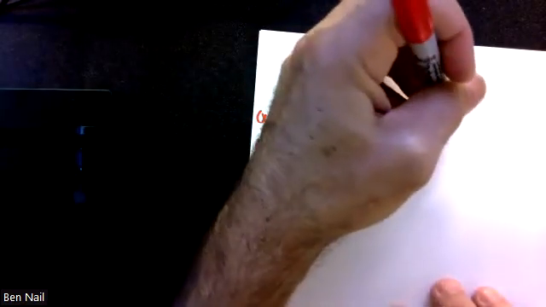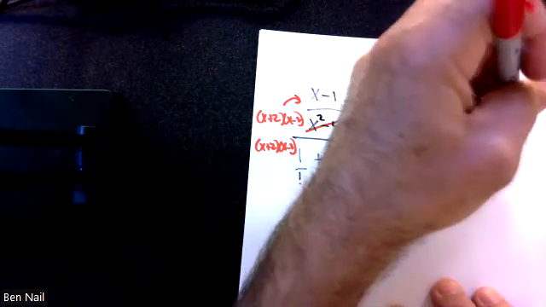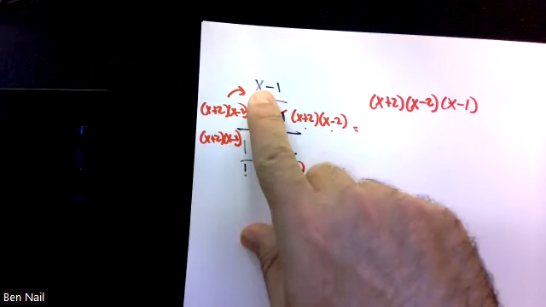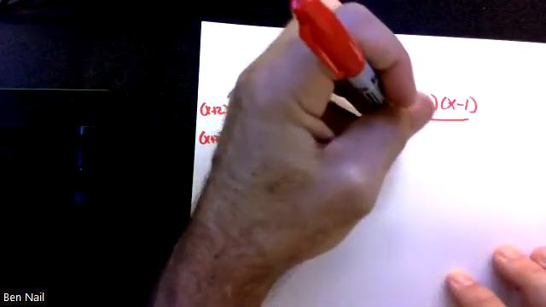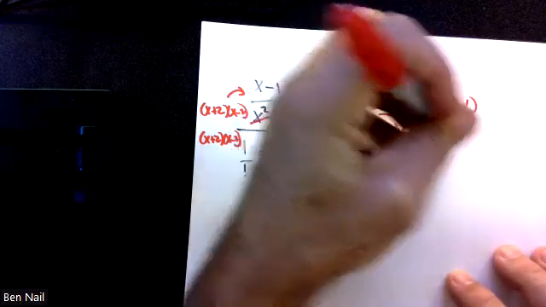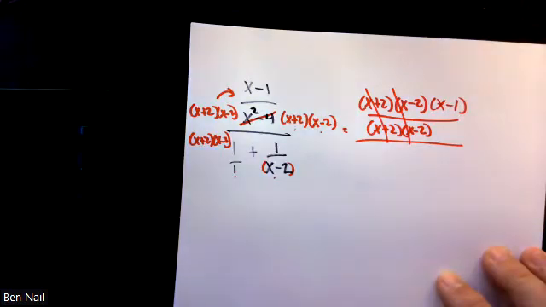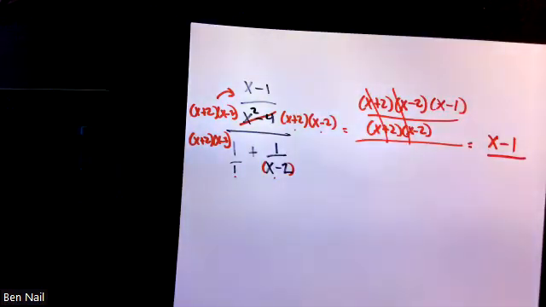So if we multiply, we get x plus 2, x minus 2, and x minus 1. So these two and this, all over that x plus 2 and that x minus 2, which again, since we're multiplying, those factors cancel out, leaving me with x minus 1 on the top.